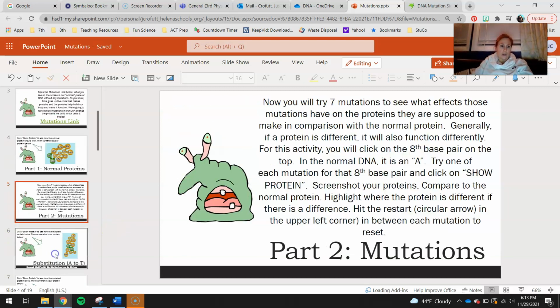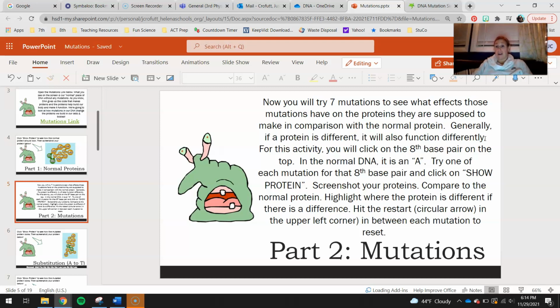What you will then do in part 2 is look at a couple different mutations, and you will see how those mutations have changed that protein. If you actually see a change, you will take your highlighter and highlight where you see differences in the proteins. Now you will try 7 mutations to see what effects those mutations have on the proteins they're supposed to make in comparison with your normal protein. Generally, if a protein is different, it will also function differently. And when I say it functions differently, maybe it functions worse or doesn't function at all.